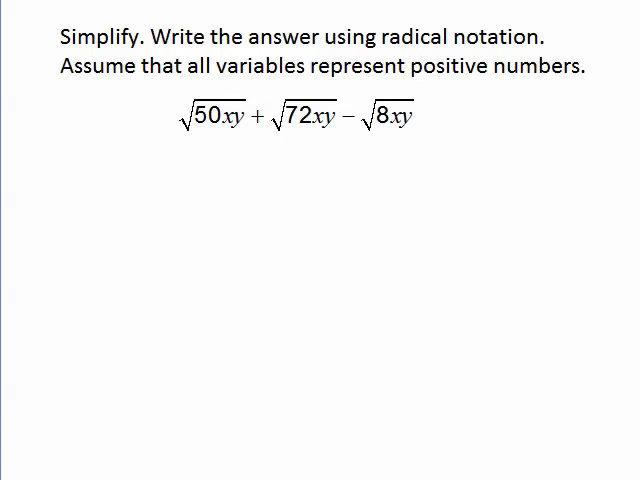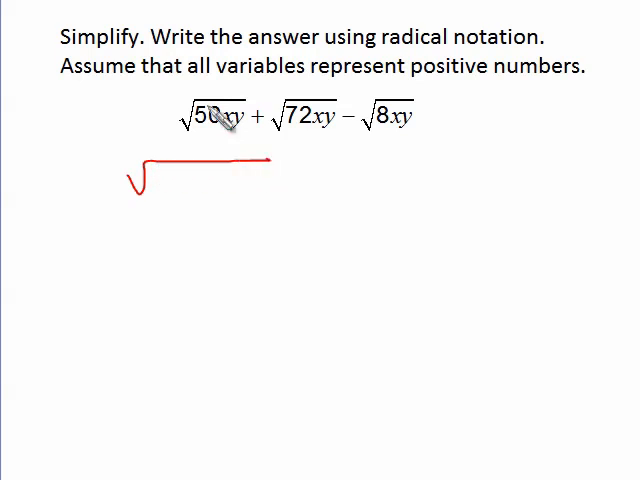Simplify. Write the answer using radical notation. Assume that all variables represent positive numbers. So since these are all square roots, then I'll be factoring each of the radicals to try to see if I have any perfect square factors.